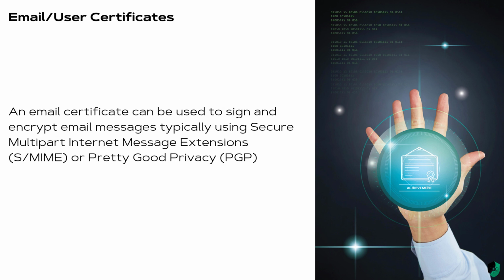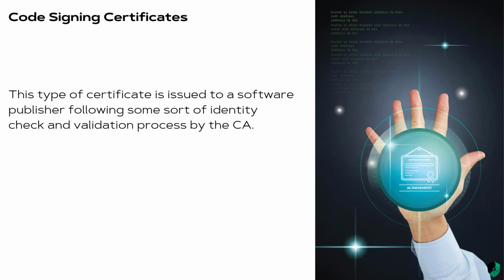Now, an email certificate can be used to sign and encrypt messages, typically using the Secure Multipurpose Internet Mail Extensions, S/MIME, or Pretty Good Privacy, PGP. Code signing certificates. Now, this type is issued to a software publisher following some sort of identity check and validation process by the CA. So code developers, those who would develop any kind of software, they would need to be authenticated, and this type of certificate would be used in such situations.